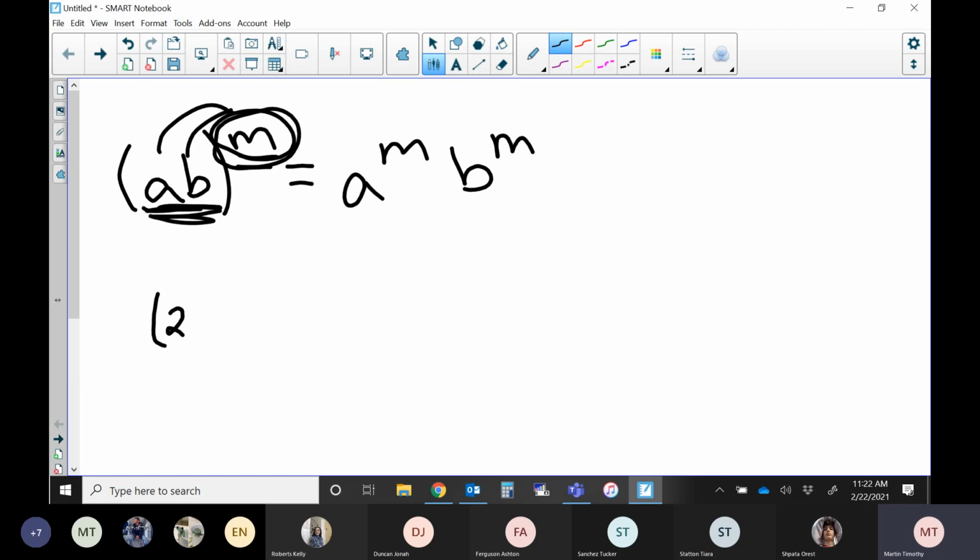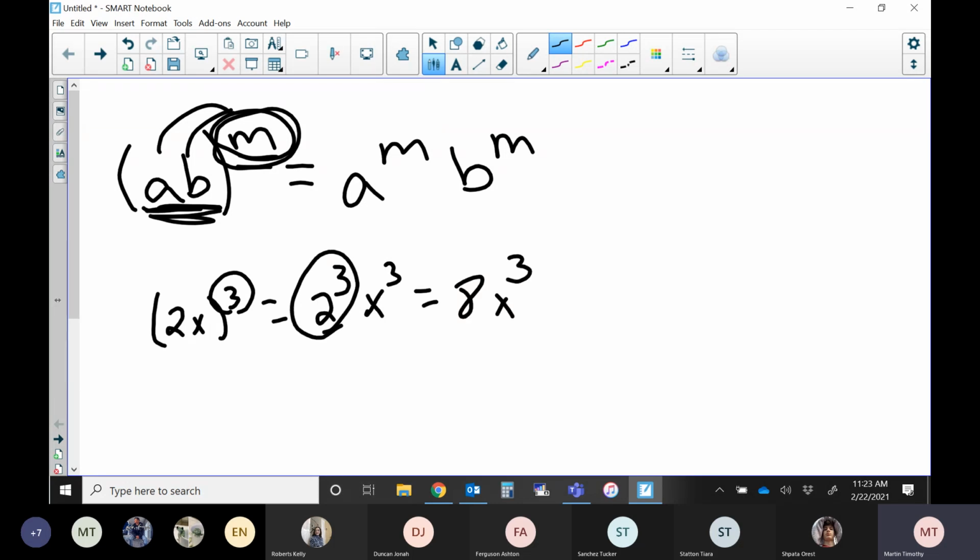So even if I had like 2x to the 3rd power, that would become 2 to the 3rd times x to the third, or 2 to the third, which is 8, x to the third. That is perfectly the answer for this. This would be the simplified version.